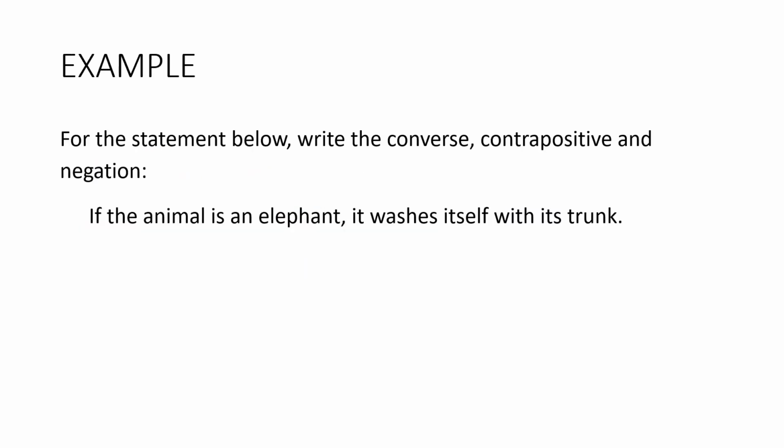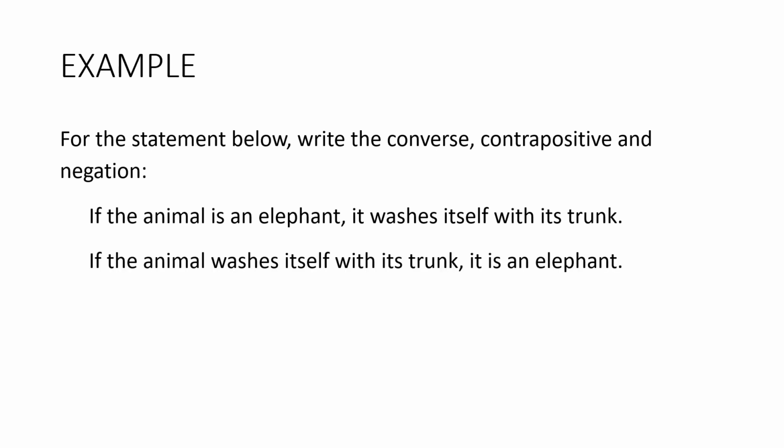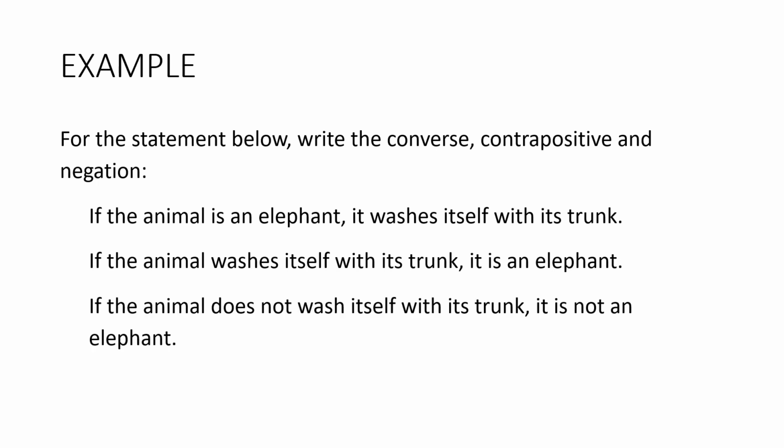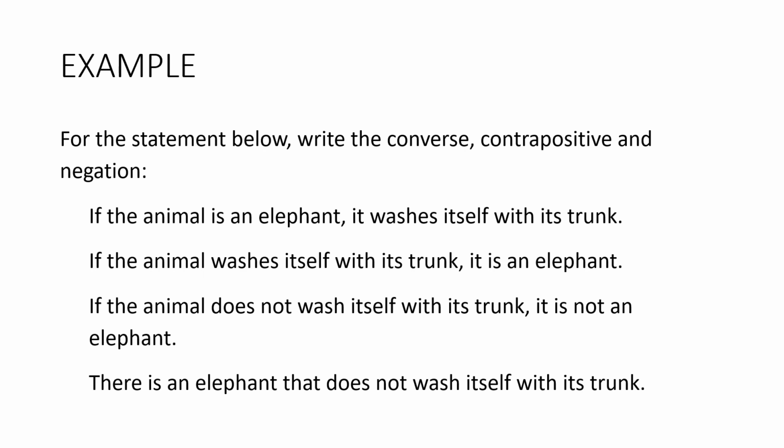Okay, let's see if we can tie this all together. For the statement below, write the converse, contrapositive, and negation. If the animal is an elephant, it washes itself with its trunk. The converse is easy. We switch the two statements around: if the animal washes itself with its trunk, then it is an elephant. Contrapositive: switch them around, negate both of them. If the animal does not wash itself with its trunk, it is not an elephant. And then finally, the negation: we leave the first part alone and we want a there exists statement at the end of it. So there is an elephant that does not wash itself with its trunk, or there exists an elephant.